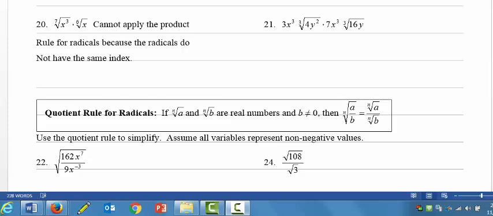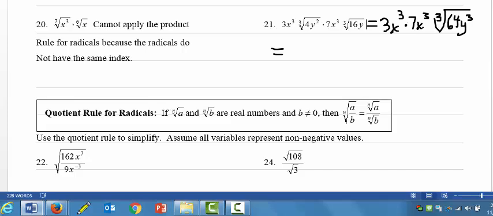Number 21, we're going to work by multiplying the coefficients. And then we're going to multiply the radicals. And we're going to apply the product rule for radicals. So the cube root of 4y squared times the cube root of 16y is the cube root of 64y cubed. So we're going to go ahead and carry out the product.